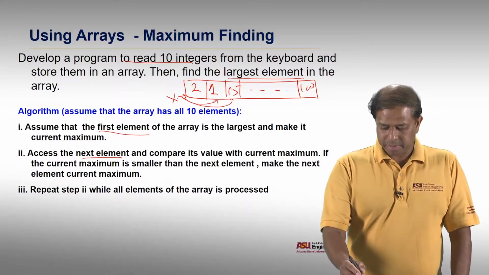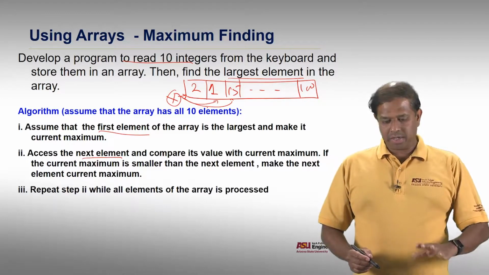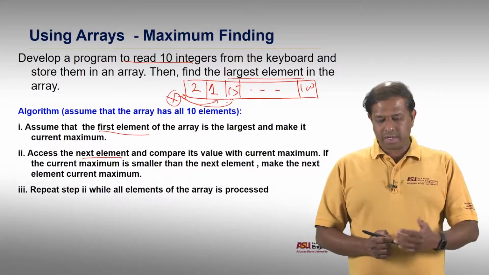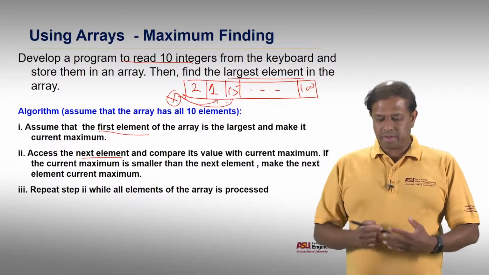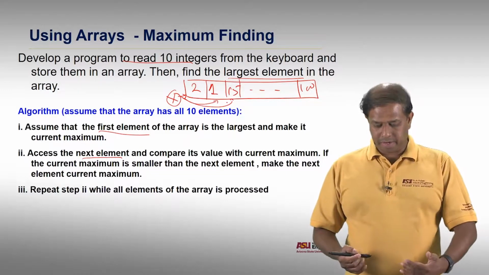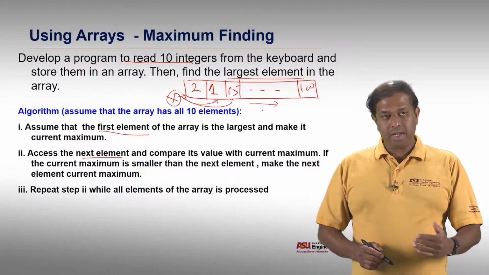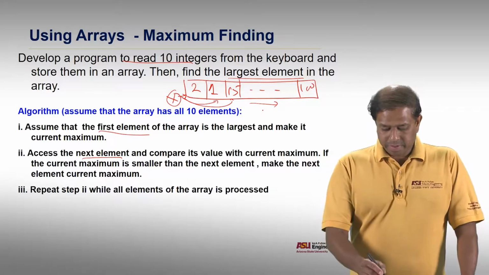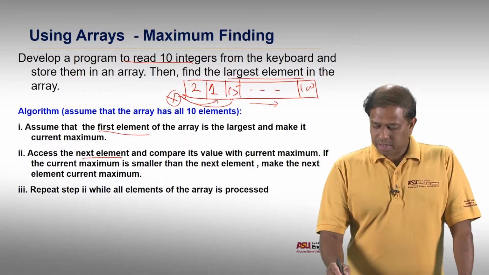In this case, when you compare x, that's 2, with 1, 2 is still larger, so there is no change. But when you compare x with 15, we know that 15 is larger than the current maximum, that is 2. So we replace the value of the current maximum 2 with the new value that we found, 15. As you scan through this array, in the end we will have x with the largest value stored in the array. So what we have to do is access the next element and compare it with the current maximum.